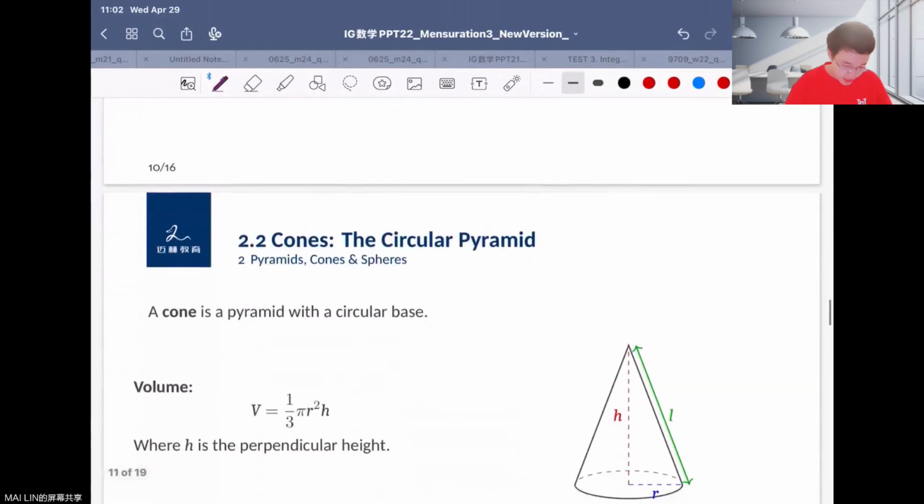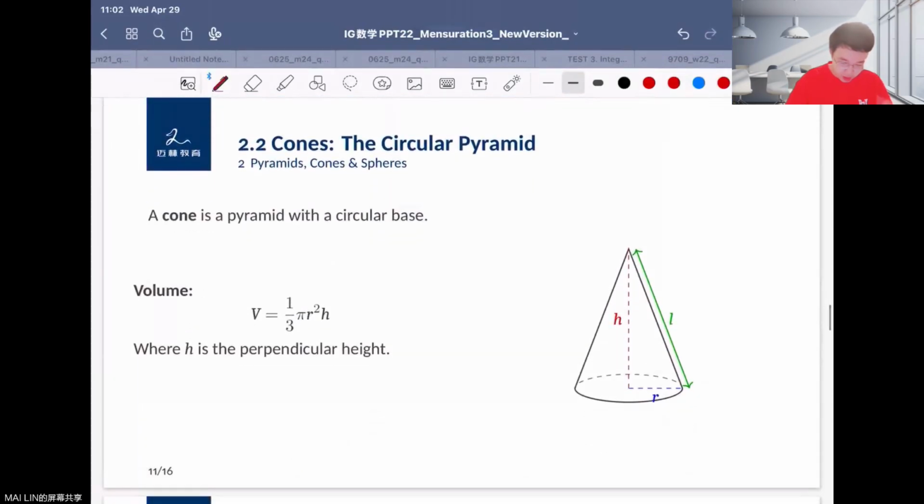That is the pyramid. Second is the cone. The cone's formula is very similar to the pyramid's: 1/3 times the base area times the height. For the cone, the base area is always a circle, and the circle's area can be written as pi r squared. So with height h, the volume of the cone is 1/3 times pi r squared times height. Here h is the perpendicular height, which is very important for you to understand for all of this.